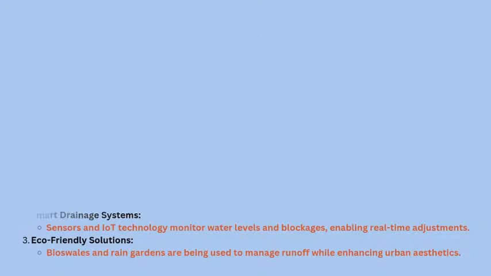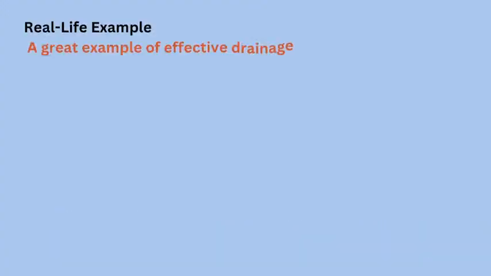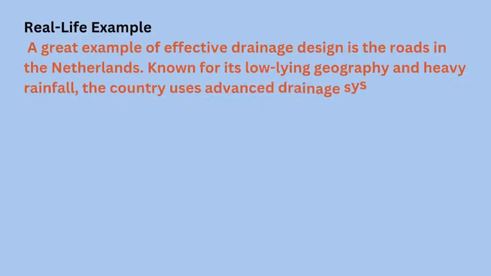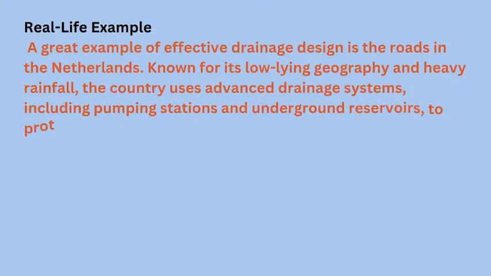Real-life example. A great example of effective drainage design is the Netherlands. Known for its low-lying geography and heavy rainfall, the country uses advanced drainage systems, including pumping stations and underground reservoirs, to protect its roads and infrastructure.